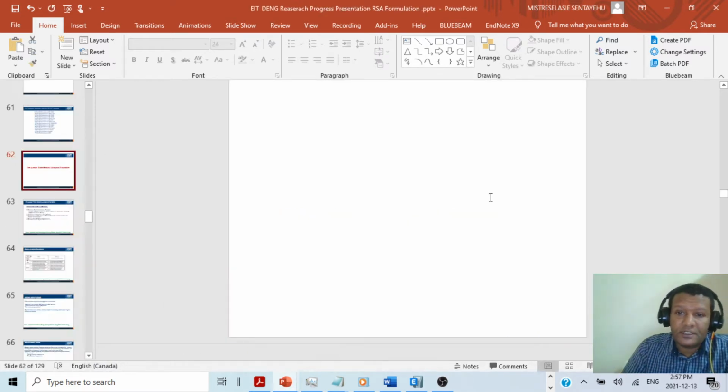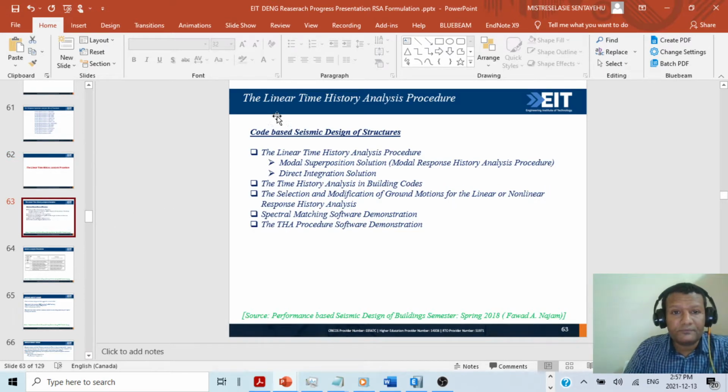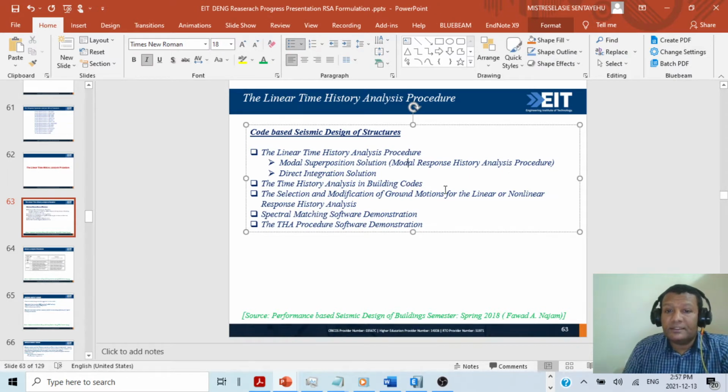Let me quickly present the linear time history analysis procedure. What is a procedure, and let's talk about it. The linear time history analysis procedure. This is code-based seismic design of structure. In the linear time history analysis procedure, we have modal superposition solution. This is the response history analysis procedure, and direct integration solution.